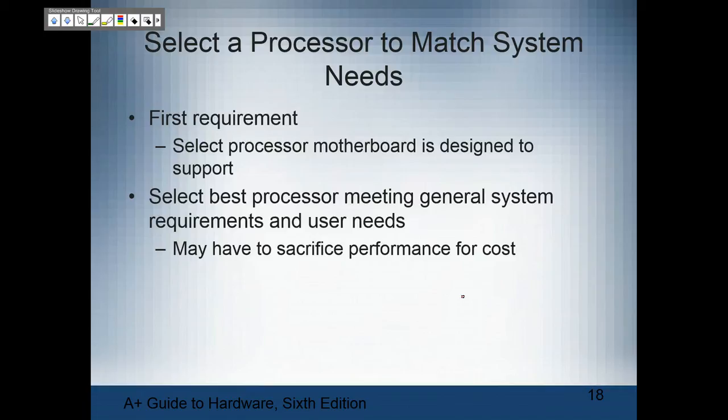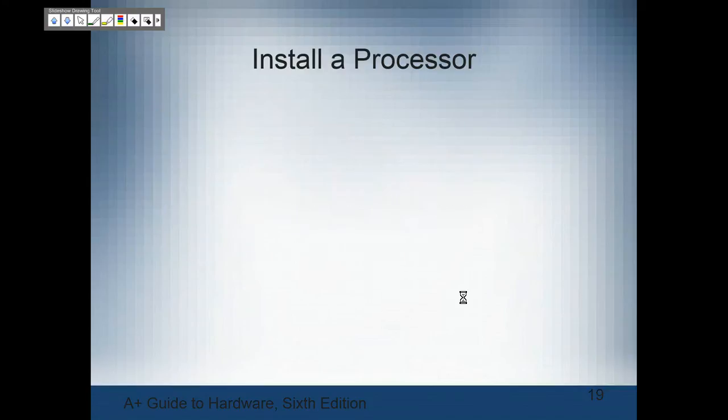And when you start going through these things, you've got to stop thinking about, this is what I would do at home. This is what I really want at home. But what would I do in business? What's going to support the business? May have to sacrifice performance for cost, and that may or may not happen.